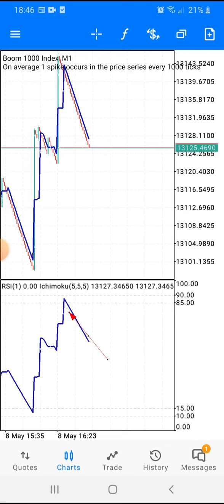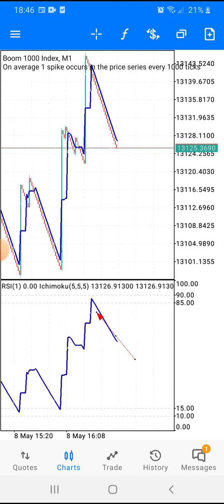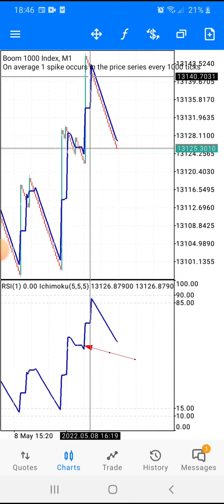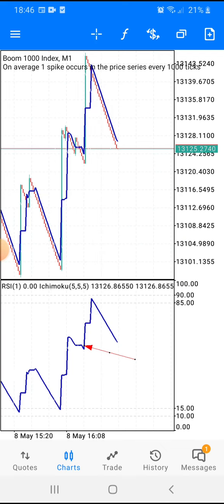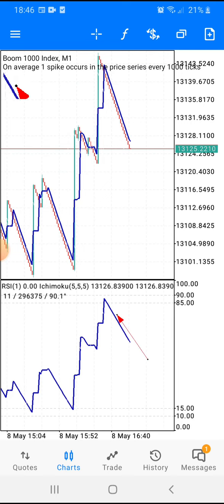First of all, I'm going to show you quickly how you can use this strategy to make money. You have one indicator here in the indicators window and one indicator on the main chart. I'll be using the Ichimoku indicator. So this is how the strategy works.